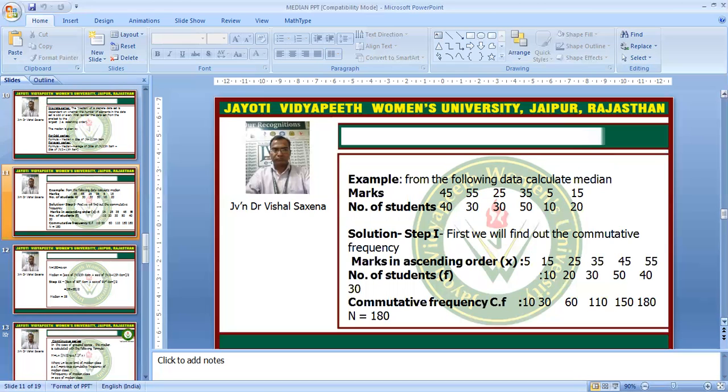Now in the solution part, we take the marks in ascending order. So first we write the data in ascending order: 5, 15, 25, 35, 45, and 55. While the number of students, the frequencies f, are 10, 20, 30, 50, 40, 30. So these are the frequencies corresponding to each data x. And now we find the cumulative frequency. The cumulative frequencies are 10, 30, 60, 110, 150, 180, where n is equal to 180. So the total number of data is 180 in this question.